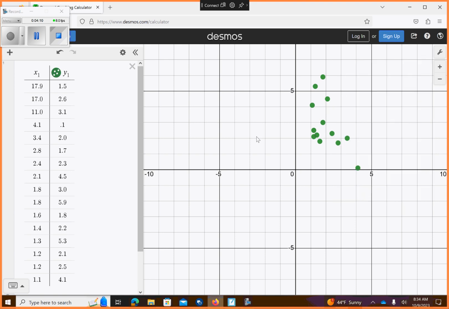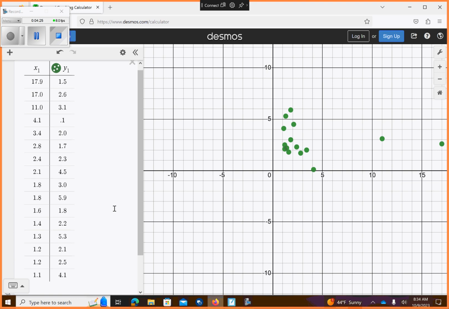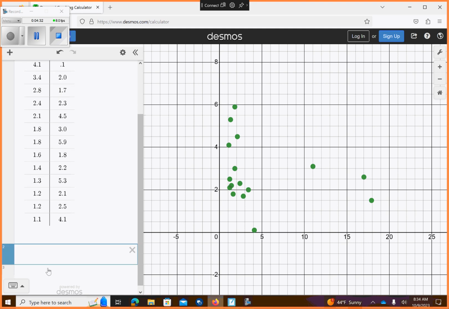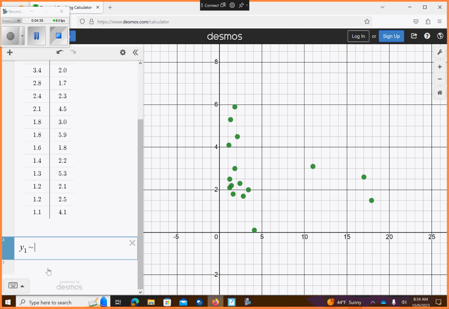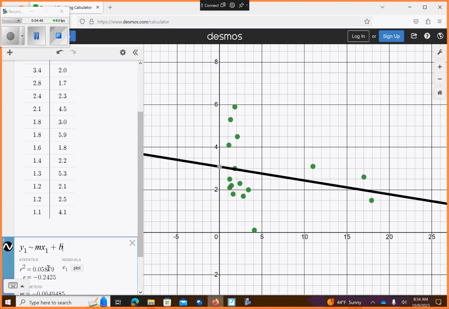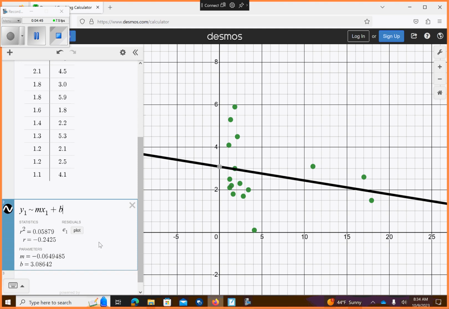All right, so looking at the data up there, positive or negative correlation? What do you think, positive or negative? It's negative, so we're going to go down. Looks like we do have some outliers. So still looks pretty negative. We do have some outliers, so we're going to go y1 tilde mx1 plus b. Make sure you put the plus b. Some of you are forgetting to put that. So the correlation here, we have negative 0.24.